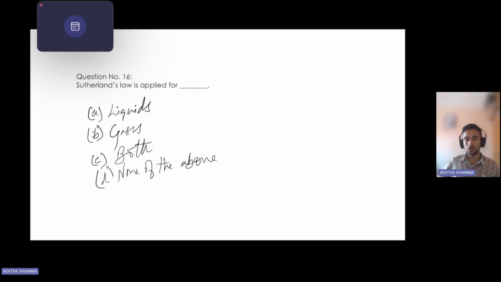So Sutherland's law, it's a fact, right? Sutherland's law is applicable just for gases. And what is this law? This law relates the viscosity of gases with temperature. So with temperature variation, what will be the effect on the viscosity? Sutherland's law caters to such variations. All right. So this is our Sutherland's law. Okay.